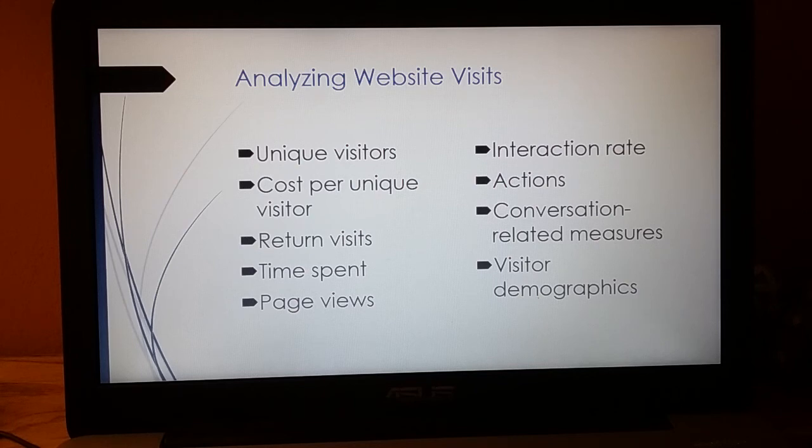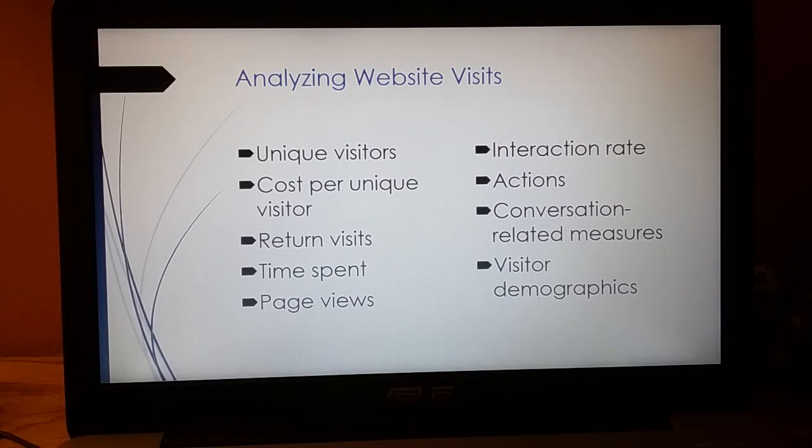They might just look at the first page. And so you want to see if they really dig into it. Interaction rate: how many people actually interact with the ad or the application. The actions that are taken during the visit, so do they actually buy something? Do they enter a contest? Do they respond to a poll question? Do they invite friends? Do they post a comment? That kind of thing.